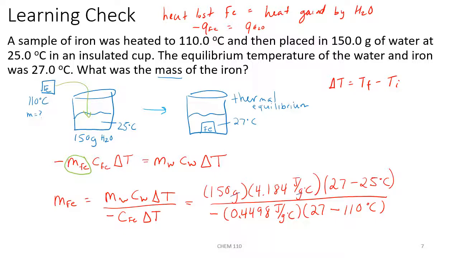Our grams cancel here, our degrees C cancel here, our joules cancel on the top and the bottom, and our degrees C cancel on the bottom. We're left in units of grams, but it's 1 over grams and it's in the denominator, so that's the same as having just grams in the numerator. And we can solve for the mass of our iron, which should come out to be about 33.6 grams.